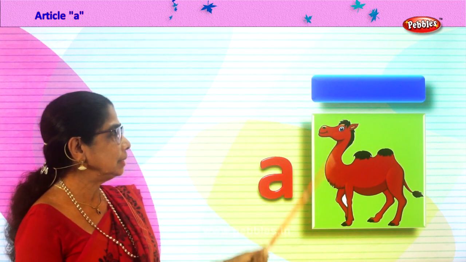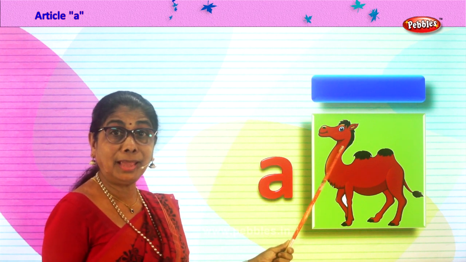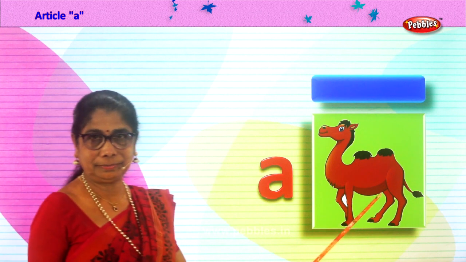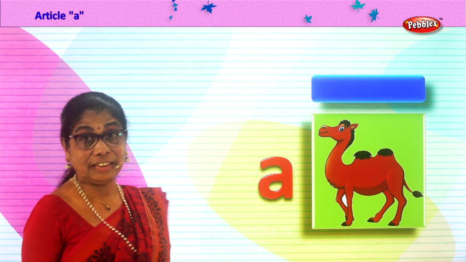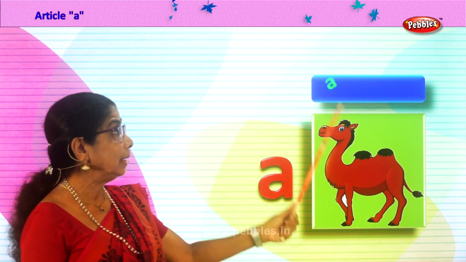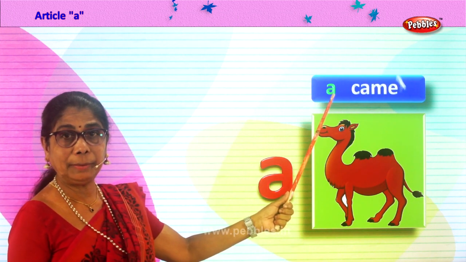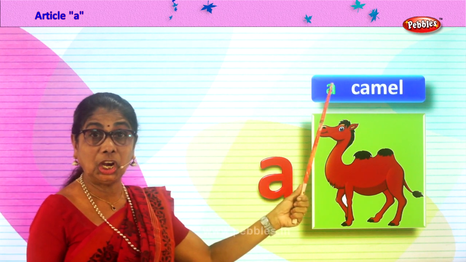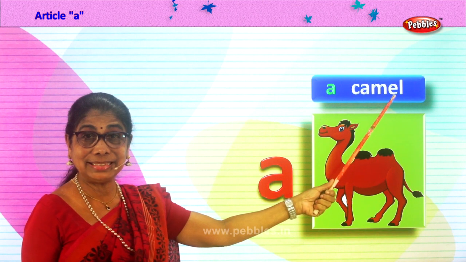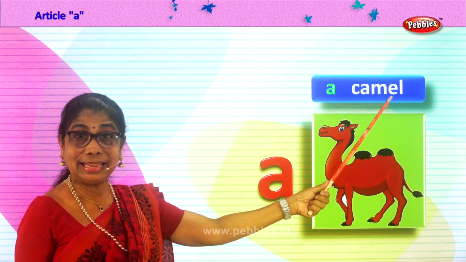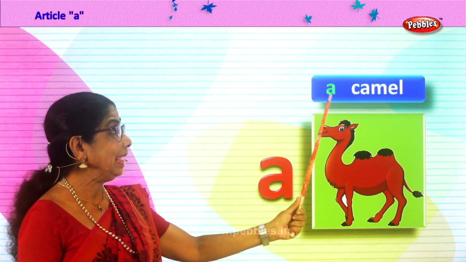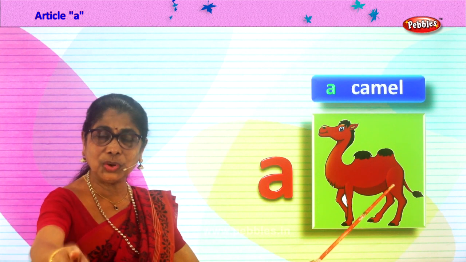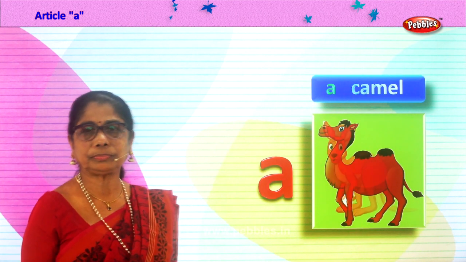Look. With this. He's got his head right up. Camel. Read. A camel. Use of article A in front of consonant. Now, a. Camel begins with letter C. C-A-M-E-L. Camel. A camel. Yes. Now you're beginning to read properly. Yes. Article A in front of the consonant. A camel. Lovely, isn't it? Did you enjoy? Let's look at another picture.